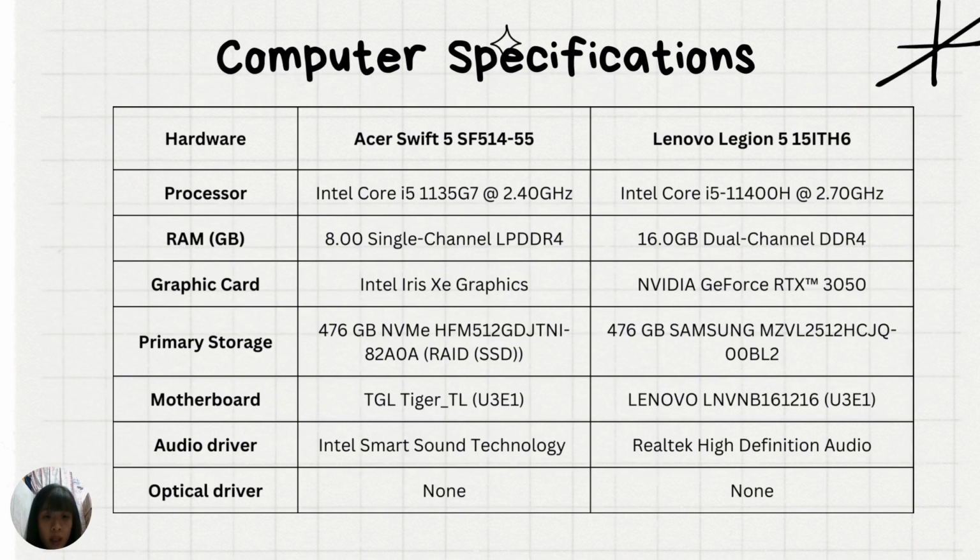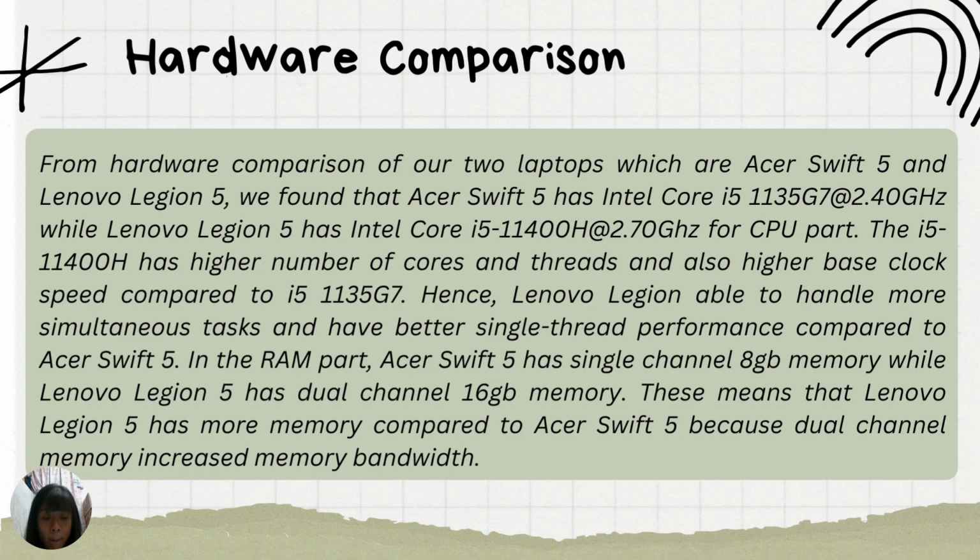This is the computer specifications for both laptops, which are the Acer Swift 5 and Lenovo Legion 5. From the hardware comparison of our two laptops, we found that the Acer Swift 5 has an Intel Core i5 1135G7 at 2.4 GHz, while the Lenovo Legion 5 has an Intel Core i5 11400H at 2.7 GHz for the CPU part.